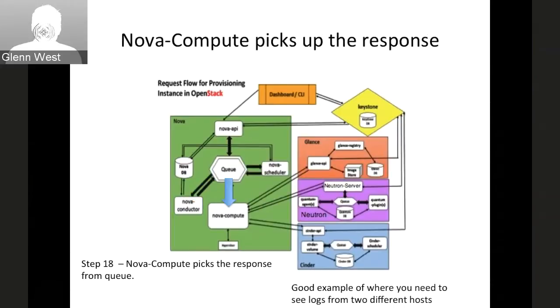We pick up the response. At this point, note that in order to have followed this, the logs are on two different hosts: the controller node that's running the Nova Conductor service, the Nova API service, as well as the compute host itself.